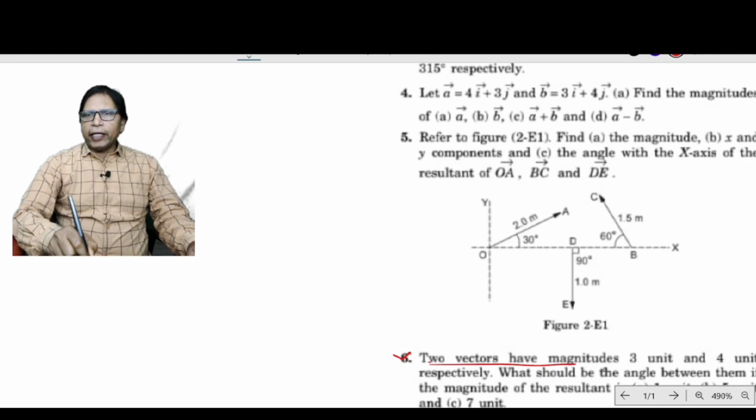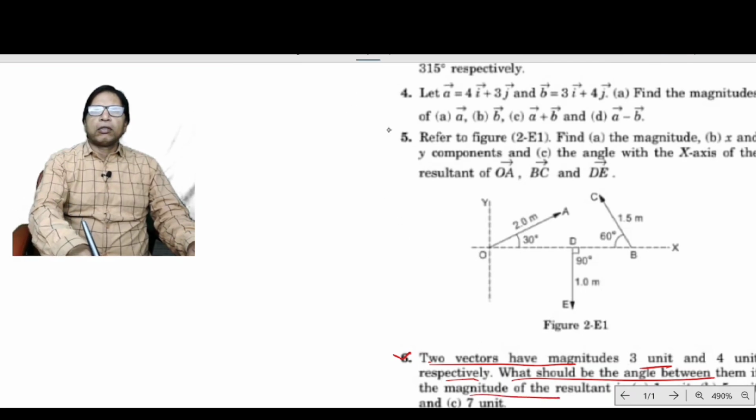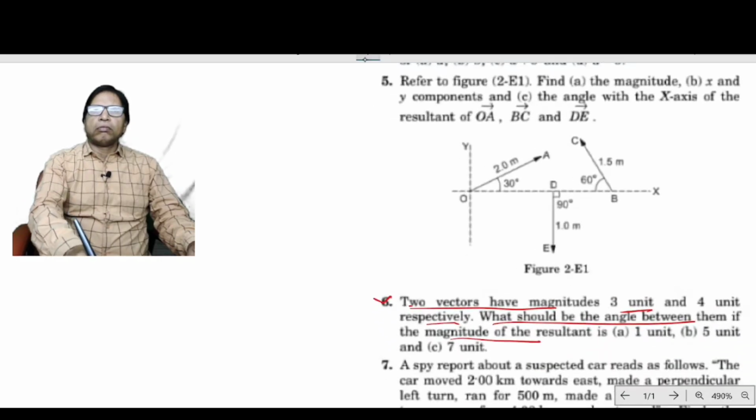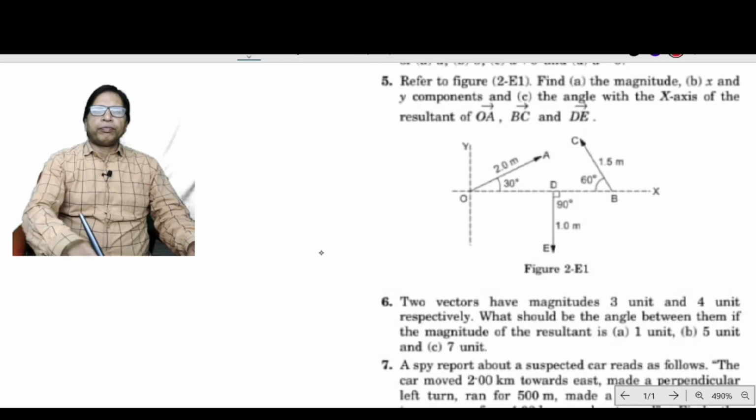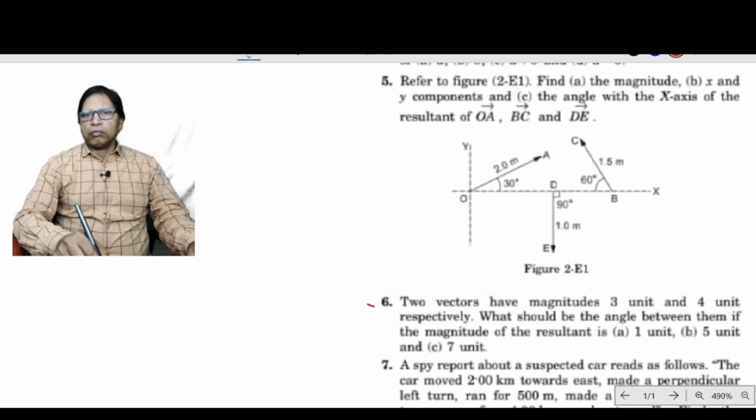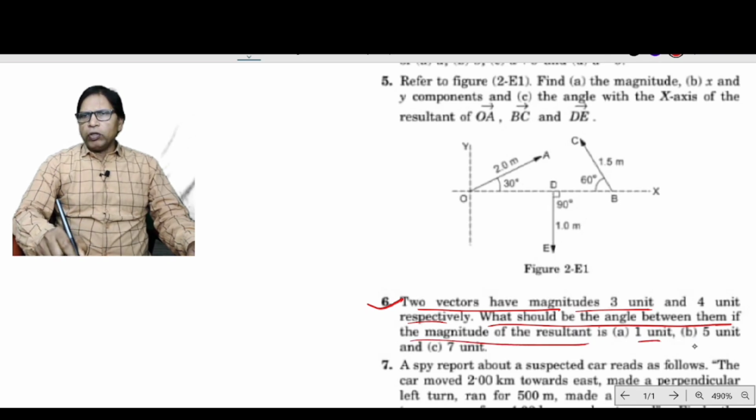Now question number 6. The vectors have magnitudes 3 units and 4 units respectively. What should be the angle between them so that the magnitude of the resultant is 1 unit, 5 units and 7 units?